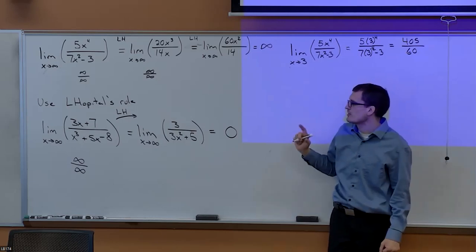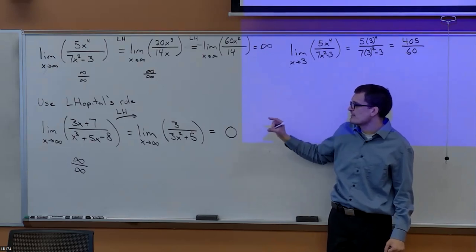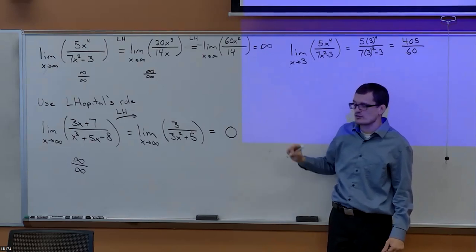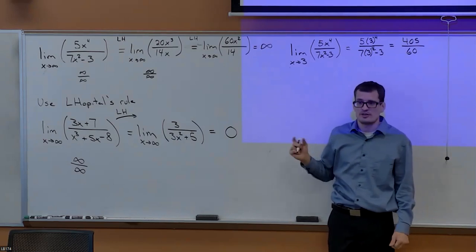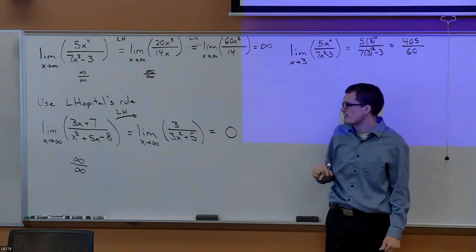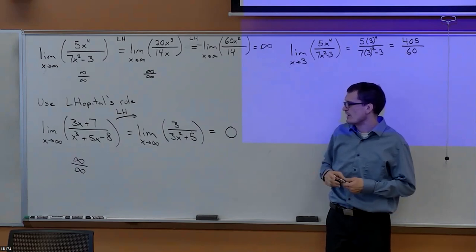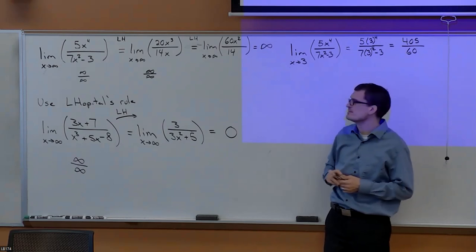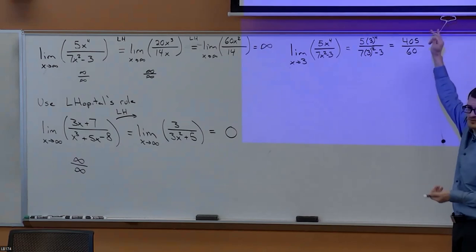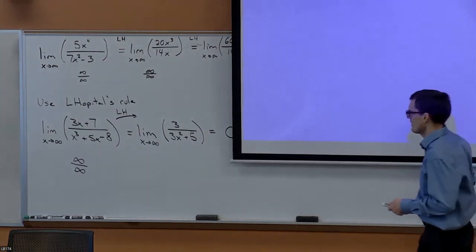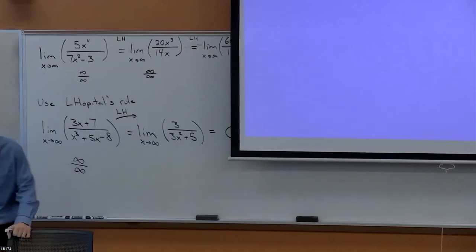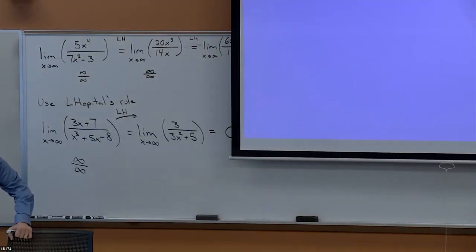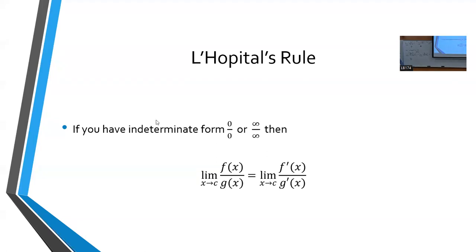So if we have polynomial over polynomial, L'Hopital's rule kind of gives us why the larger growth, the higher degree polynomial, is going to determine where the entire rational expression goes in terms of limits. Is that okay? All right. So that's the nice thing about L'Hopital's rule. We can deal with polynomials over polynomials now really quickly.